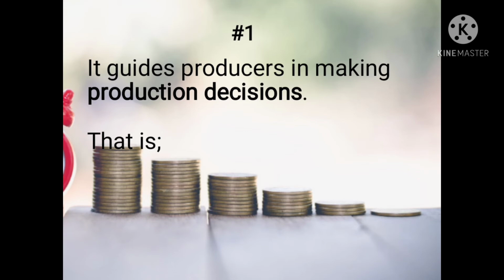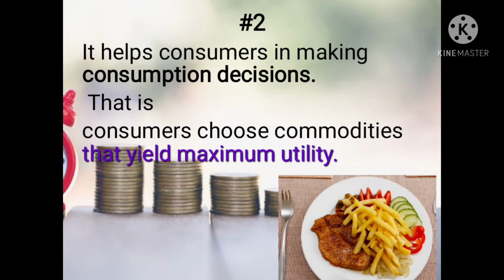Let's look at another importance. The importance on the side of the consumer. It helps consumers in making consumption decisions. That is, rational consumers always choose commodities that yield the maximum utility. If there are options of two plates of food and one plate seems to have less food and yet you are so hungry, then as a consumer, we hope that you will choose the plate that has enough food, because you are intending to maximize utility.